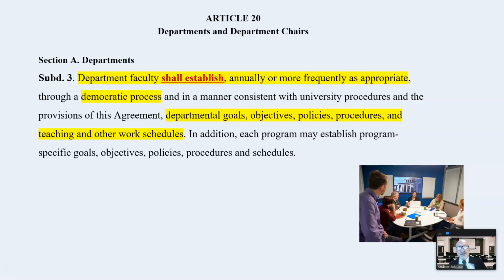The department shall establish annually, or more frequently as appropriate, through democratic process. Democratic process does not simply mean majority rules, but it means there's a process in play, a set of checks and balances, so no single voice or view dominates and no voice or view is silenced or diminished. Every year, department goals, objectives, policies, and procedures, that's bylaws for how you go about things, and teaching and other work schedules.